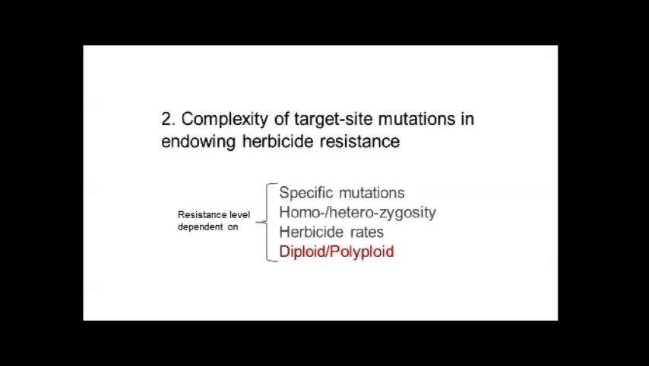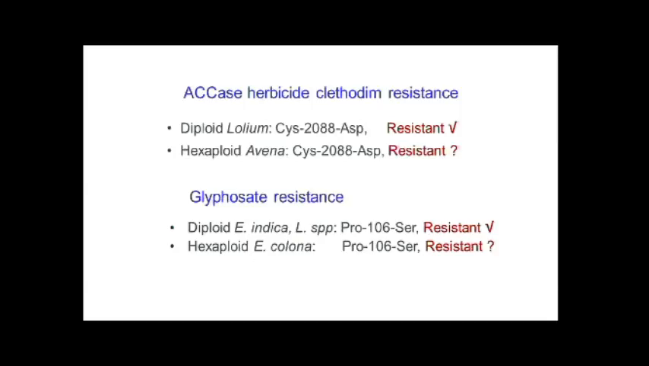And the second point I want to take is the complexity of target-site mutation in endowing herbicide resistance. We know the level of resistance endowed by mutation depends on the specific mutation, the homozygote or heterozygote status of plants for the mutation, and the herbicide rates. And additionally, we now know it also depends on plant ploidy, comparing diploid and polyploid plants.